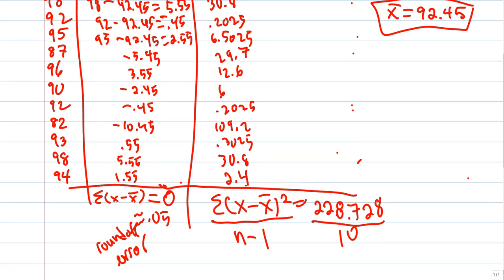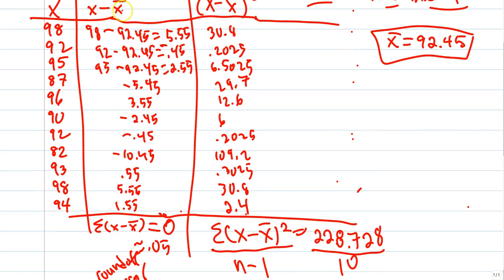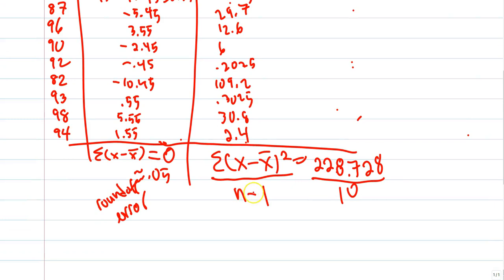But one of the reasons why we divide by n minus 1, look at what we did. The first thing we did is we subtracted the mean from each of these numbers. What if the mean was one of the numbers? What if 92.45 was one of the numbers? That number would have disappeared. So to account for that, by the subtracting, we find it's more accurate to divide by 1 less, because we took a number away. I don't know if that's the best answer, that's just the best I've heard. So this ends up being 22.8728.